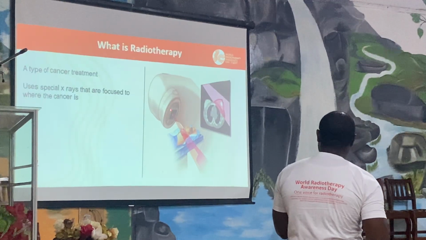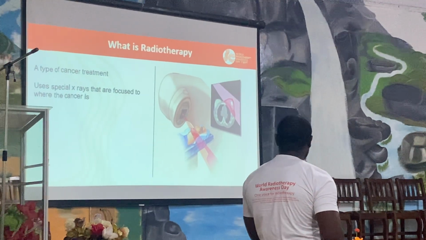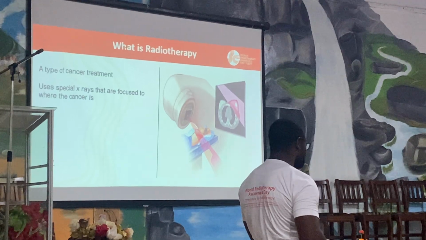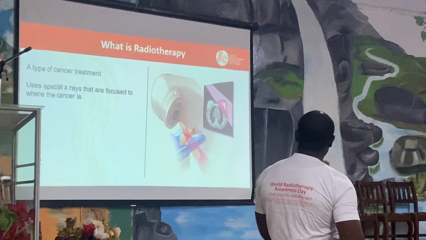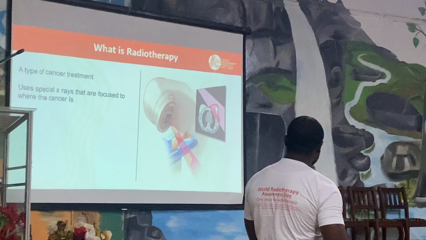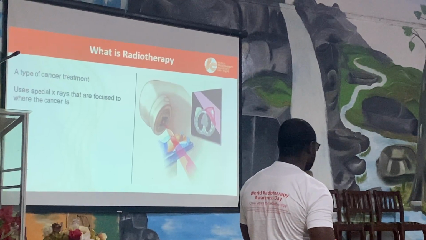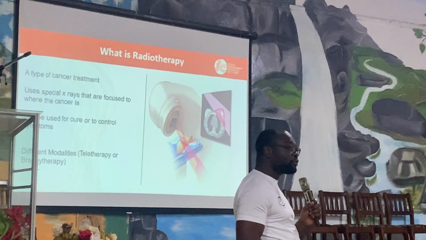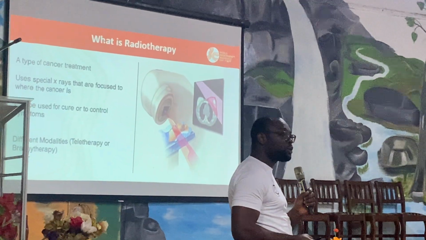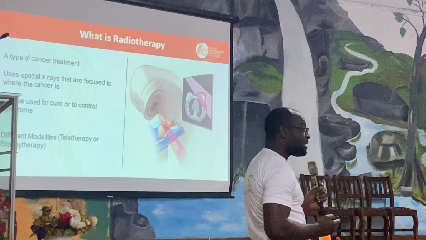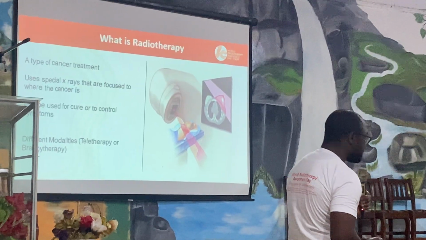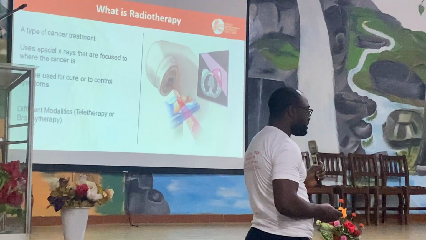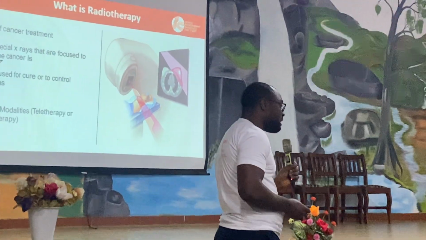So if you look at this illustration, it shows a radiotherapy machine and a patient that's getting treatment for breast cancer. And we can see the beam of X-rays that are directed towards the affected breast. So radiotherapy can be used both to cure cancer as well as to control patient symptoms like pain or bleeding. And there are different terminologies we use in radiotherapy, like teletherapy or brachytherapy.